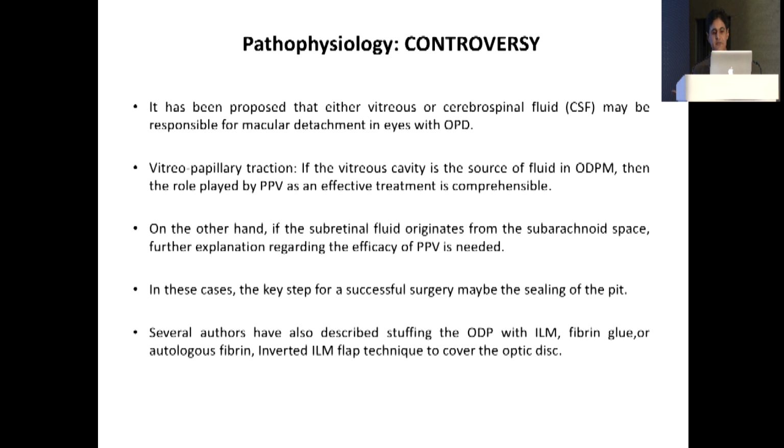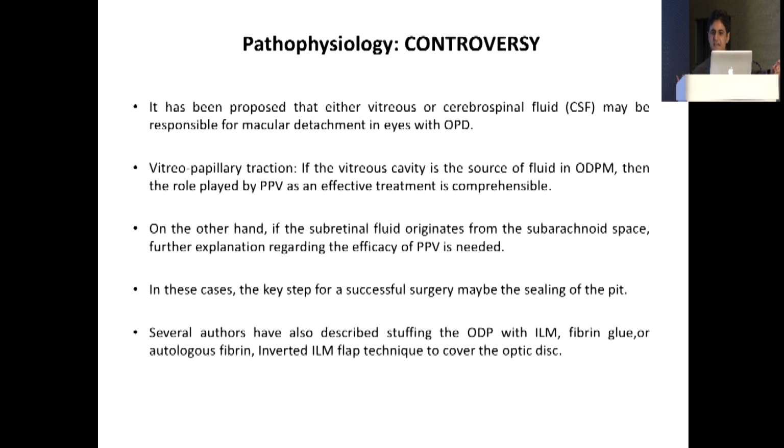The fluid can come either from the vitreous cavity or from the cerebrospinal fluid. So the main cause is vitropapillary traction, that is, the source of the fluid is from the vitreous cavity. If the fluid originates from the subretinal fluid, then probably going beyond a PPV is suggestible, like doing a foveal sparing ILM peeling or the plugging of the pit. Otherwise, it is not required.